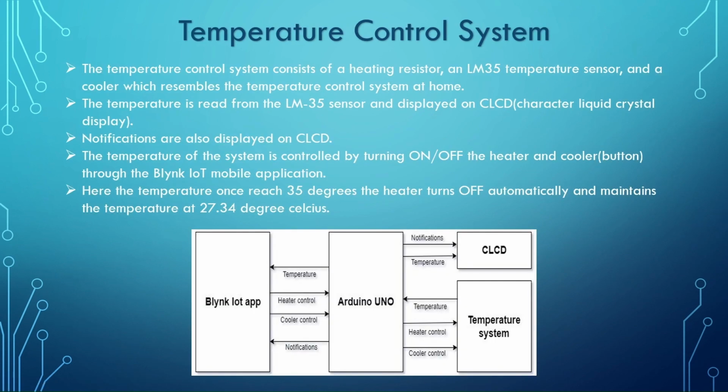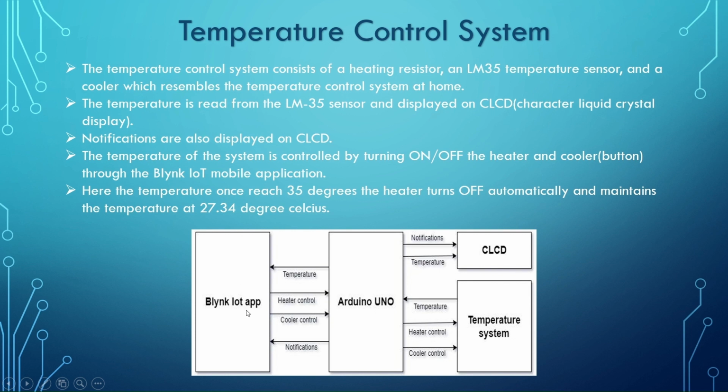Now the second system is the temperature control system. The temperature control system consists of a heating resistor, an LM35 temperature sensor, and a cooler, which resembles the temperature control system at home. The temperature is read from the LM35 sensor and displayed on the CLCD. Notifications are also displayed on the CLCD. The temperature of the system is controlled by turning the heater and cooler on and off through the Blynk IoT mobile application. Here, once the temperature reaches 35 degrees, the heater turns off automatically and maintains the temperature at 27.34 degrees Celsius.